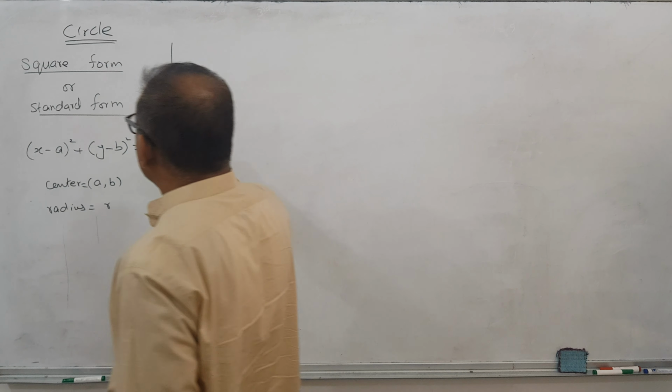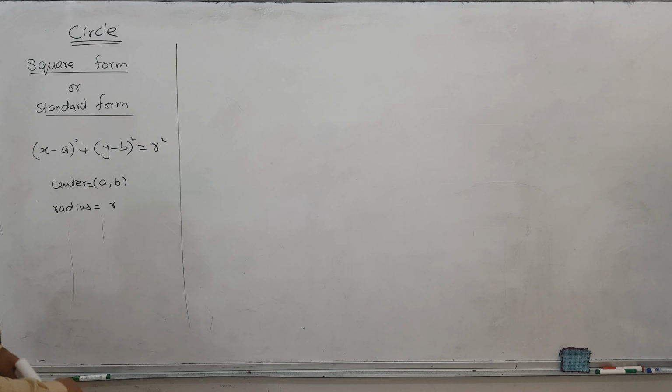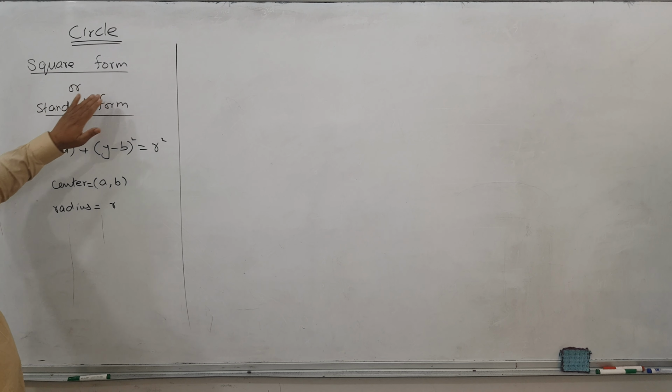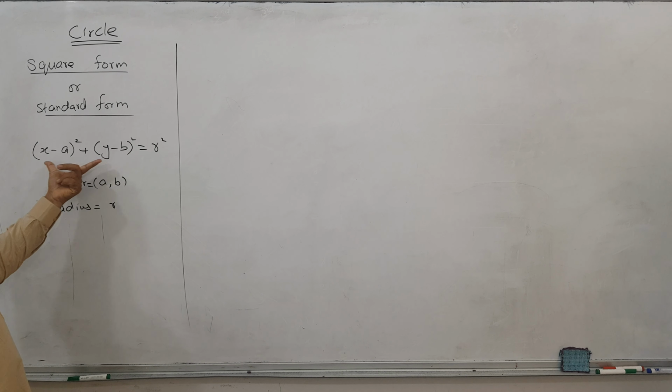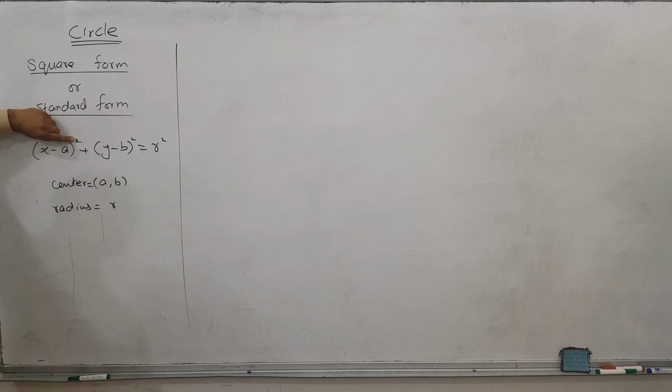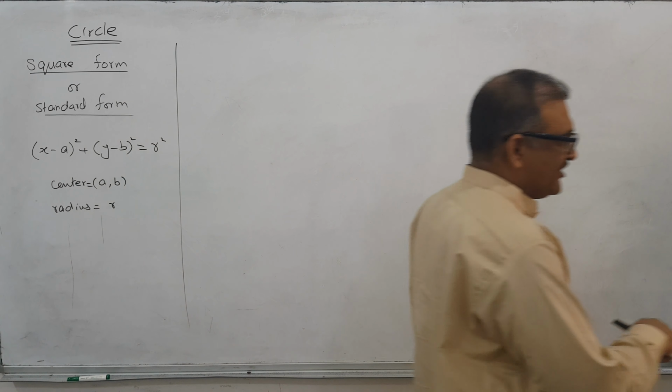So the topic is circles, A-level circles, a newly added topic. So we have square form or standard form. This is called square form. Why is it called square form? Because power 2 and power 2. That is the logic behind it.